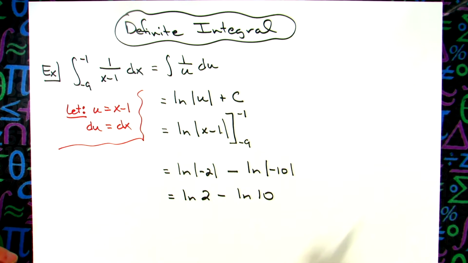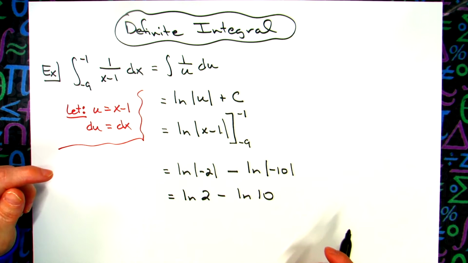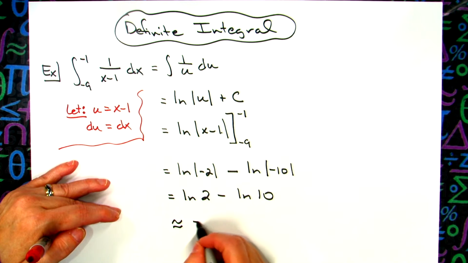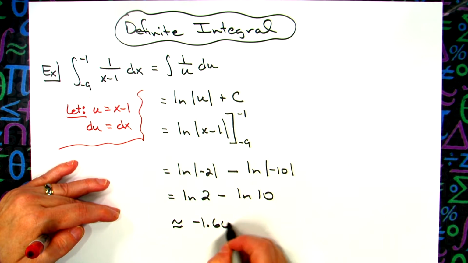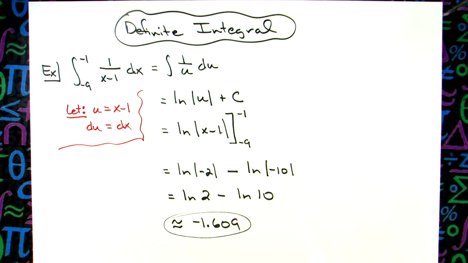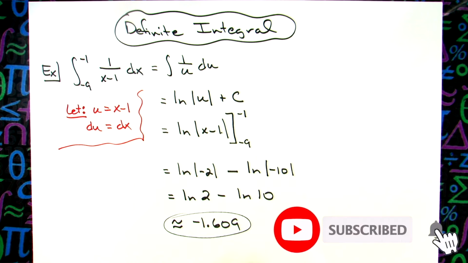Okay, and if you don't have a calculator, we can just go ahead and leave it like that. You could use a calculator, decimal approximation. You're probably just going to have to follow the directions on your exam, test, homework, whatever it is, to find out exactly what form they want it in. Your decimal approximation is -1.609. All right, so basically just a pretty straightforward u-substitution definite integral.